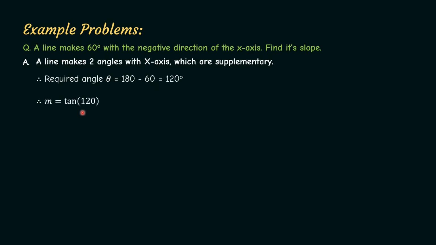So now the slope m will be equal to tan of 120. Tan of 120 can be written as tan of 180 minus 60. And we know that tan of 180 minus theta is equal to minus tan theta. So therefore we get minus tan 60 degrees, which is equal to minus root 3. So therefore the slope of the line is equal to minus root 3.